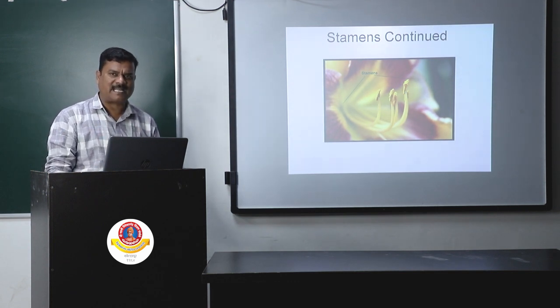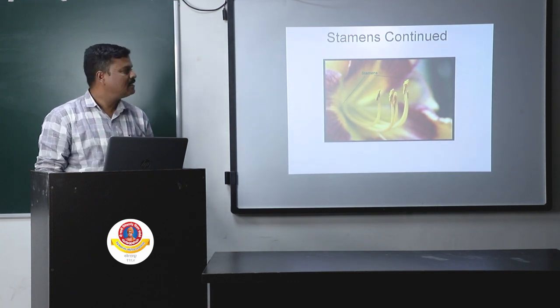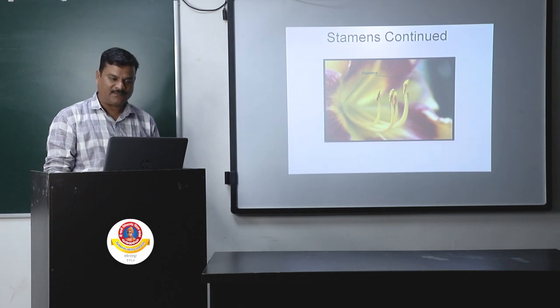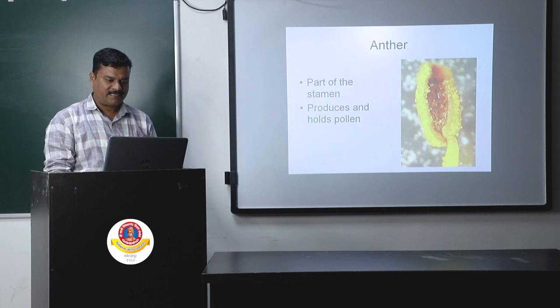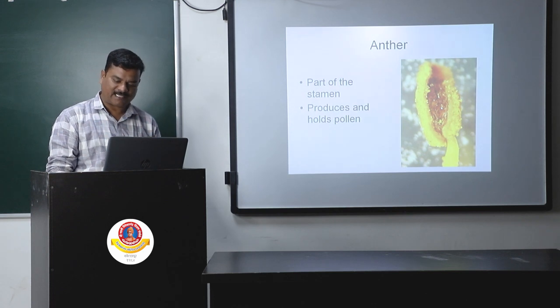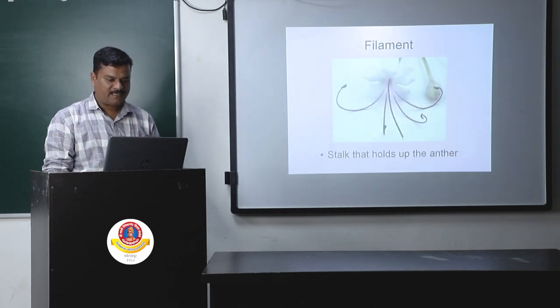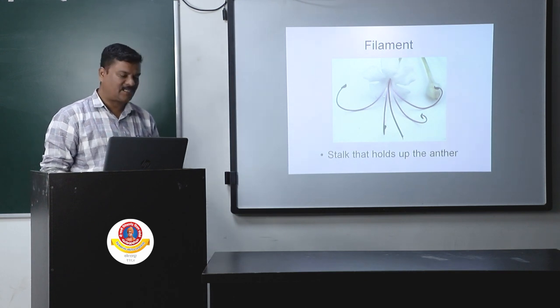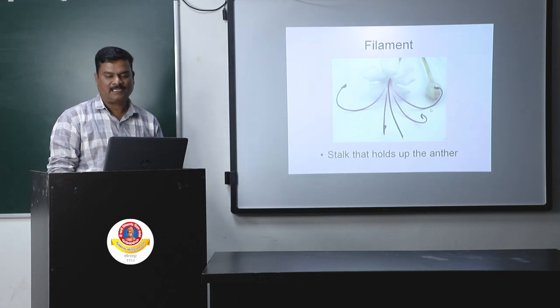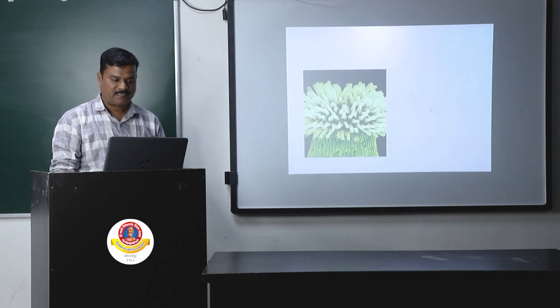So basically a stamen consists of an anther, connective and a filament. This is the anther which shows pollen grains. These pollen grains are microscopic in nature. You have to see these pollen grains under the microscope only. Then these are filaments. These filaments are the stalks which hold the anthers.